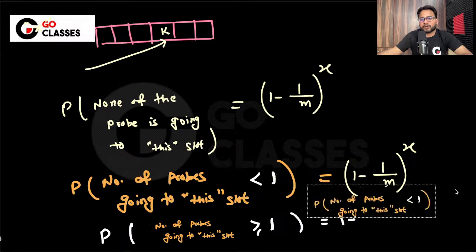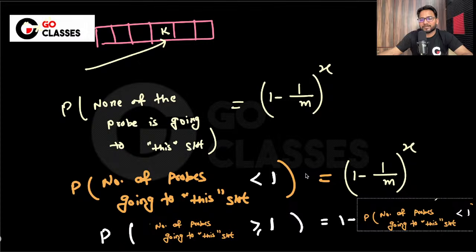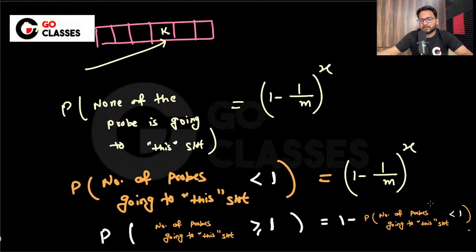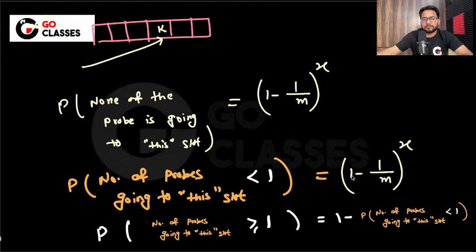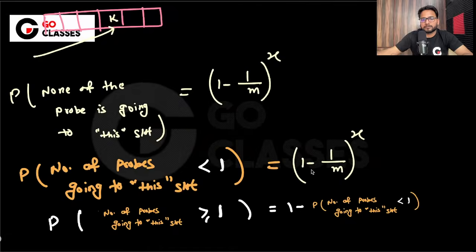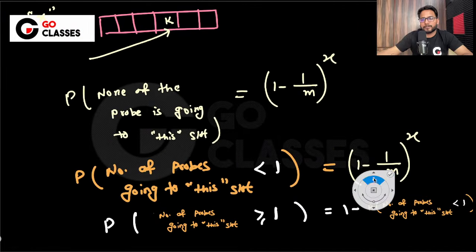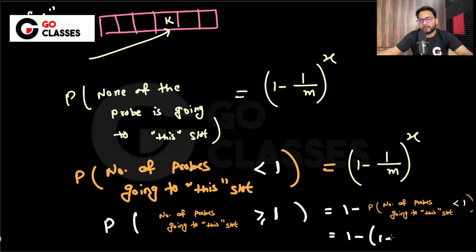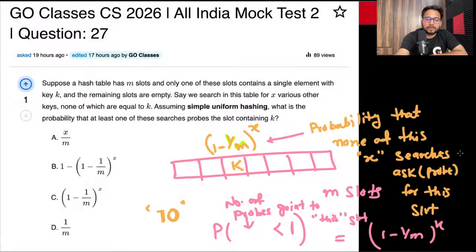I think I should not have given this question as 1 mark. This could be a 2 mark question, but that's fine. Is this fine to everyone? So it means at least one is going here. It is 1 upon m power x. So this was quite interesting, a little tough also. I can say this was a tough question. So B is the answer, but yeah, that was a tough question.